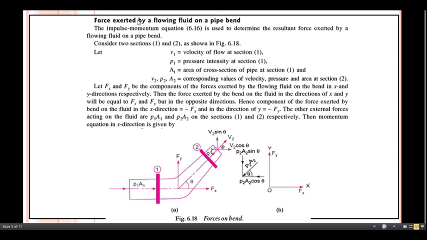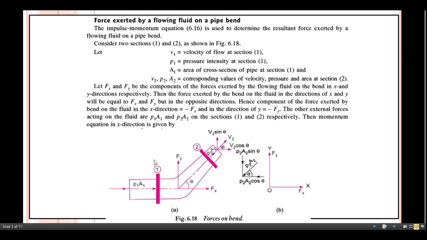Now we'll see the force exerted by a flowing fluid on a pipe bend. The impulse momentum equation is used to determine the resultant force exerted by a flowing fluid on a pipe bend. Now consider the two sections 1 and 2 as shown in this figure. This indicates the bend pipe, where we consider two sections, section number 1 and section number 2.